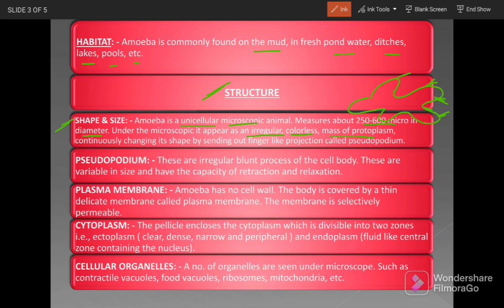Now next under the structure, that is pseudopodium. What is pseudopodium? These are irregular blunt processes of the cell body. They are variable in size and have the capacity of retraction and relaxation. They do not have a definite size. They can be small or large. They are the pseudopodia, finger-like projections.